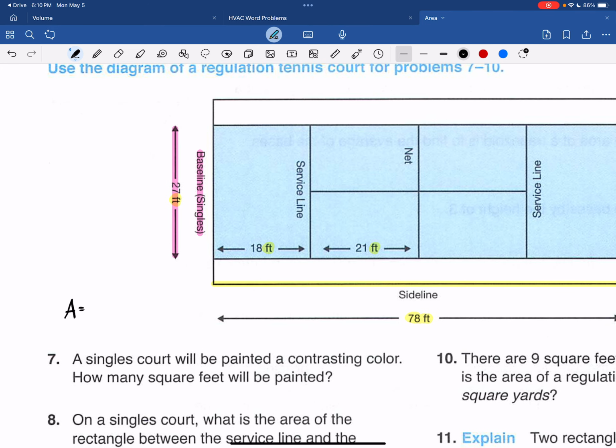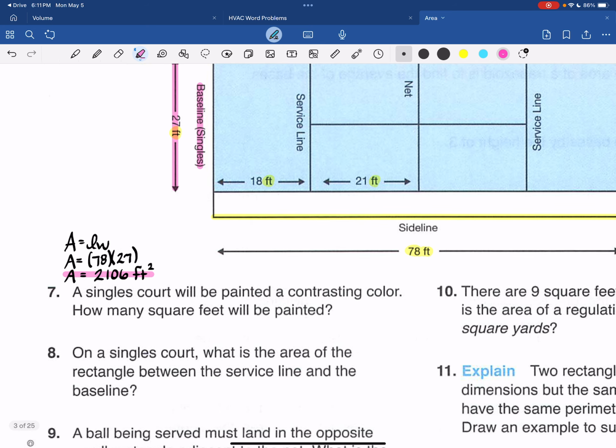What if we just said of the blue area, the length is 78 feet and the width is 27. So if I multiply those two, length times width, I would get 2106 square feet. And that's my answer. Instead of having to go through all of those four parts, you can just do it once. Or you can do the four parts if you want to.